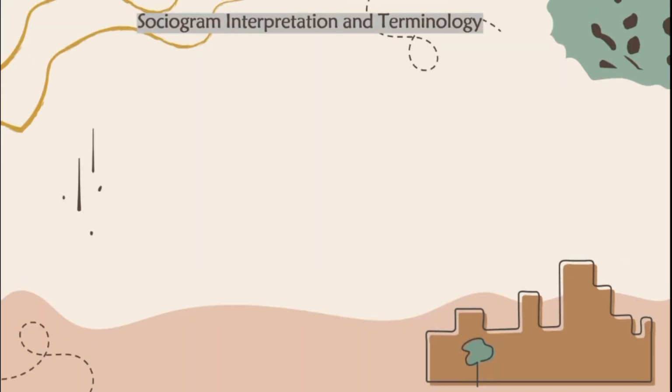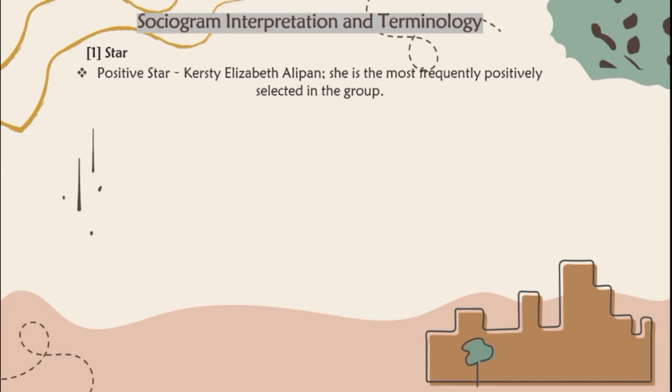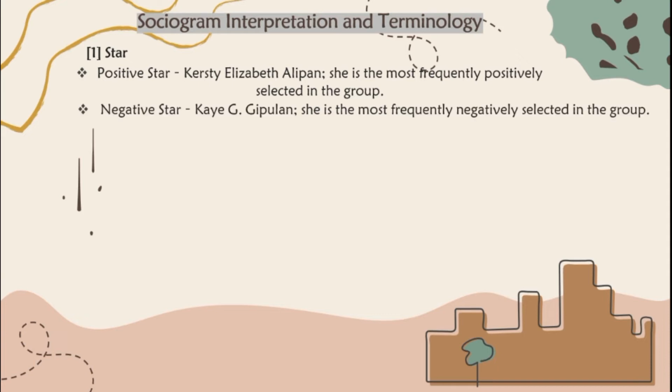Sociogram interpretation and terminology. Giving examples of sociogram terminology is one of the easiest ways of relating how to interpret a sociogram. Stars. When several children positively nominate the same person, many arrows will lead to that person, thus emphasizing their starness. They are the center or hub of attraction. In the case of a negative nomination, we might want to note the individual with several arrows as a negative star. Positive star: Kirsty Elizabeth Alipan. She is the most frequently positively selected in the group. Negative star: K.G. Hipulan. She is the most frequently negatively selected in the group.